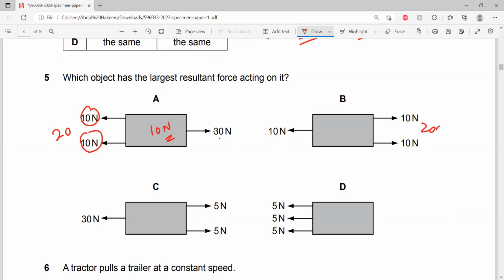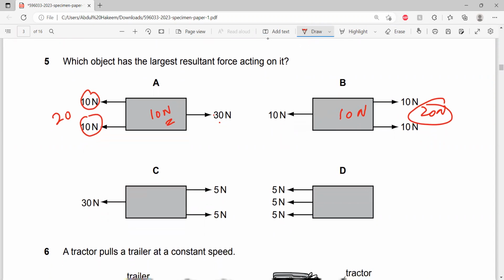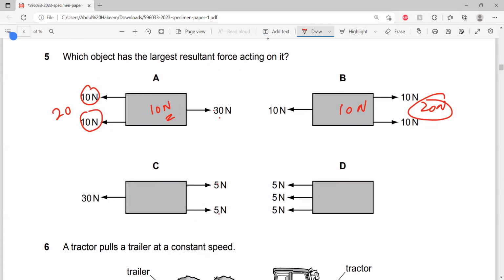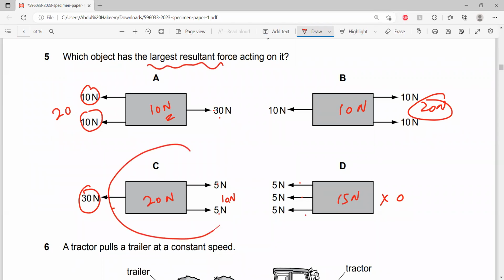Here, this is 20 Newton, this is 10. So 20 minus 10 in opposite directions, this is 10 Newton. And here, 5 and 5, 10 Newton. This side 30, so 30 minus 10, this is 20 Newton resultant. And here, on this side no force, 5, 5, 5, it's 15 Newton. And we have to select the largest resultant. So this is the answer because the largest resultant force is 20.